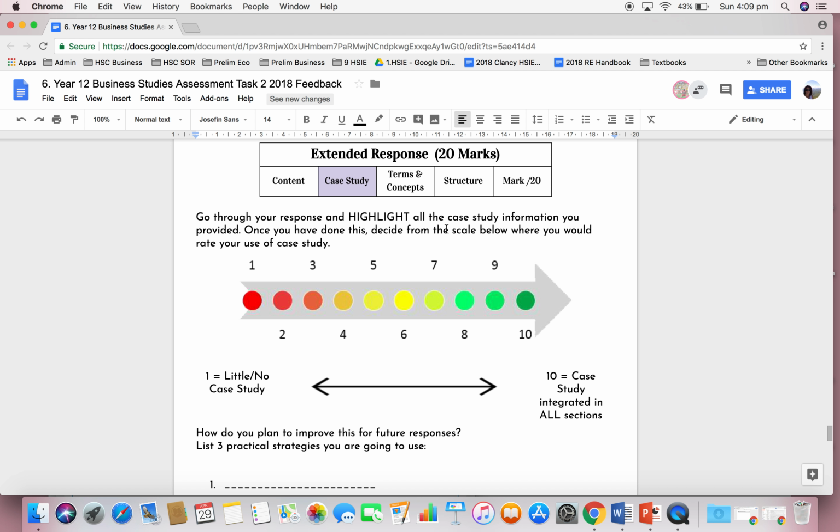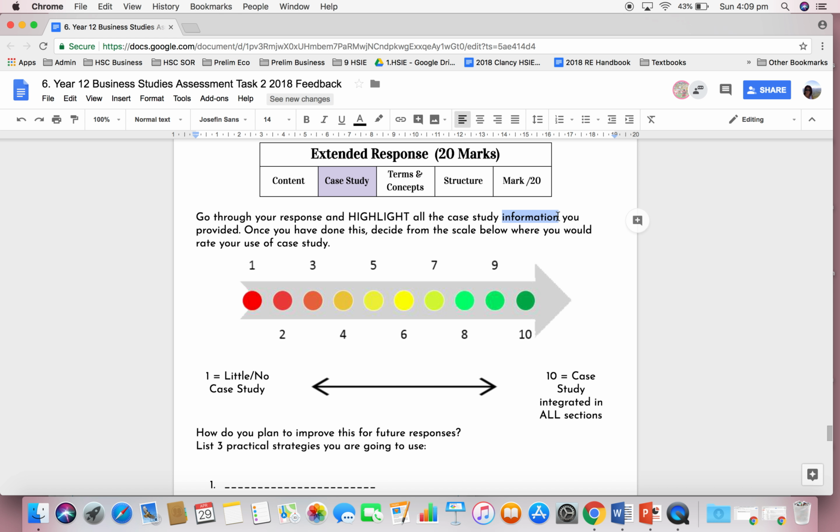What I want you to do is pause this video in a second and literally highlight all the case study information you provided. I don't mean every time you just said Qantas, but I mean literal case study information that showed the marker that you knew information on that case study. So pause now and do that. Okay, you should have a response that has some highlighting.